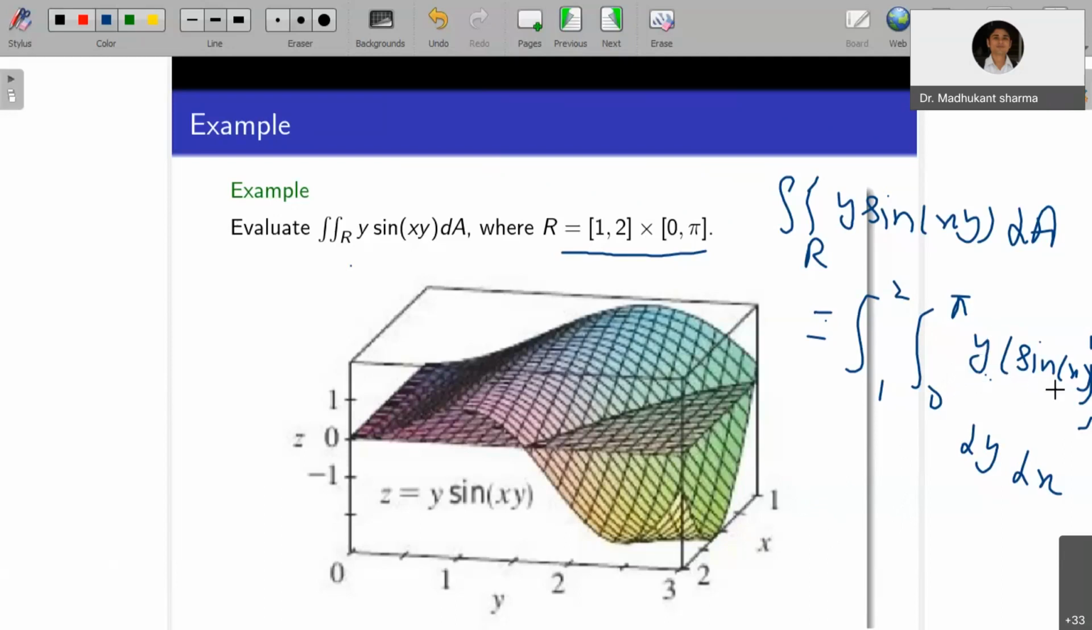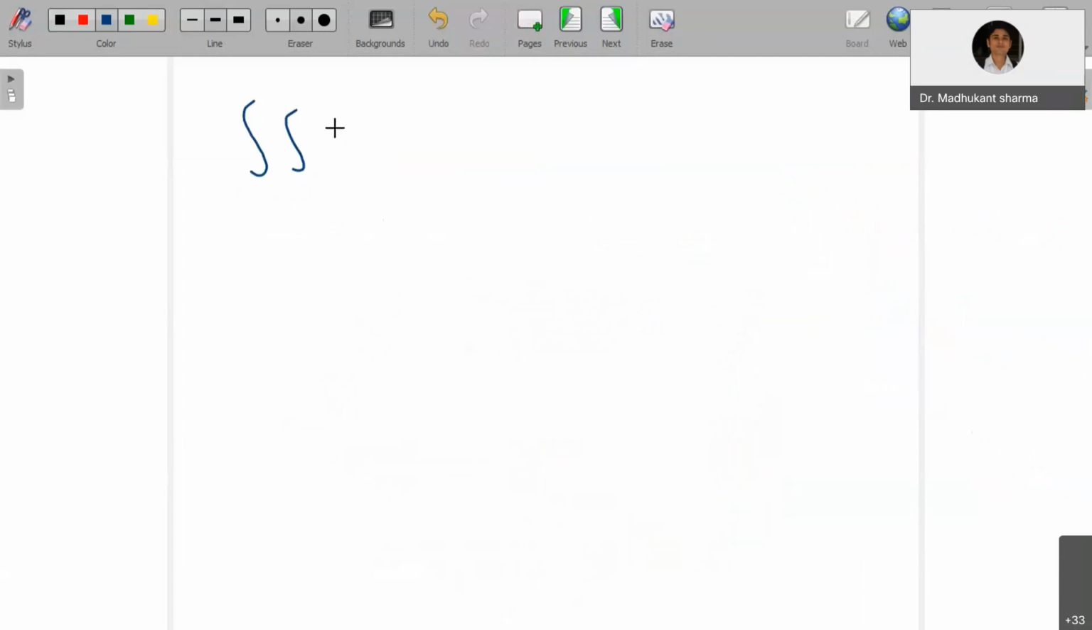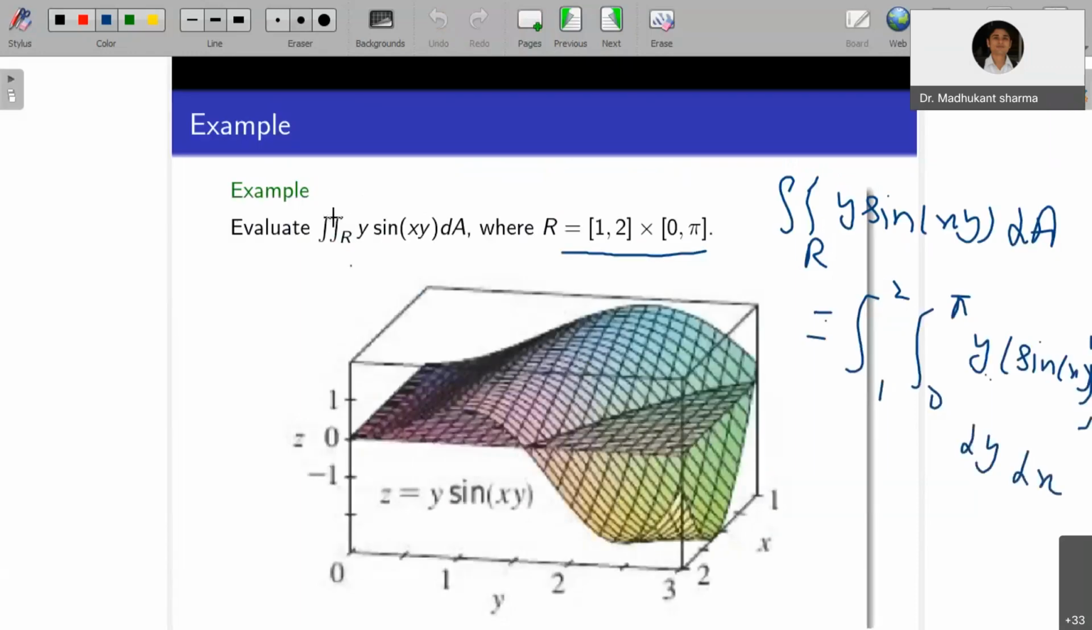Okay, so you have to use the product rule. In case of the sine function, it is not quite favorable because the derivative of sine is cos, and the derivative of cos is sine. Of course, y will help you, but why take a risk here? So I can also look at this problem in this way: double integral of y times sine of x y dx dy. The x limit is 1 to 2, and the y limit is 0 to pi.